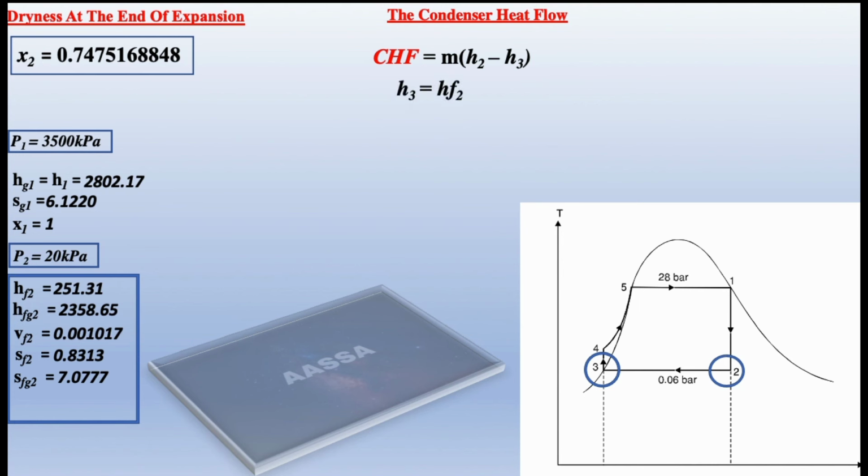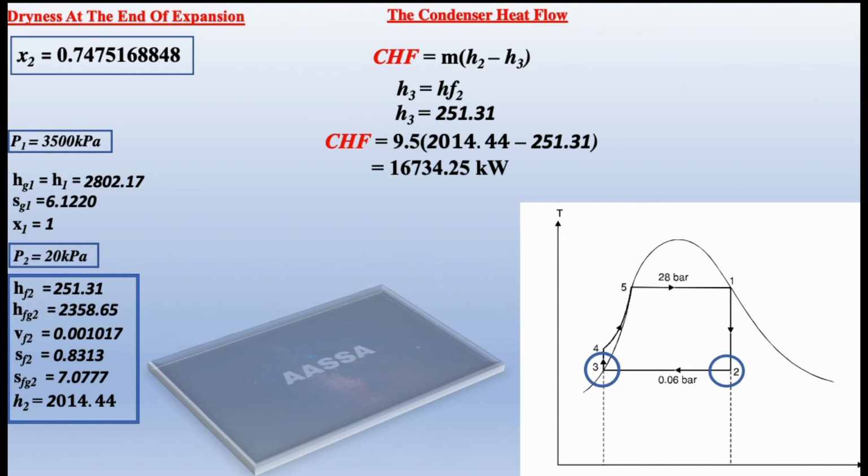Okay, so now we said H3 is HF2. Since this is fluid, the enthalpy right here and the enthalpy right here are going to be the same. Okay, and that is going to give us 251.31, from our values table. Okay, so mass 9.5 times H2, we have it, 2014.44 minus 251.31. So you have to make sure and calculate those enthalpies carefully, because one wrong answer will affect the whole thing. As you can see, we've used H2 in 3 cases right now. So that means if it was wrong, everything's going to be affected. So you have to be very careful. Okay, and now this is the answer. I'm going to put it in kilowatts.